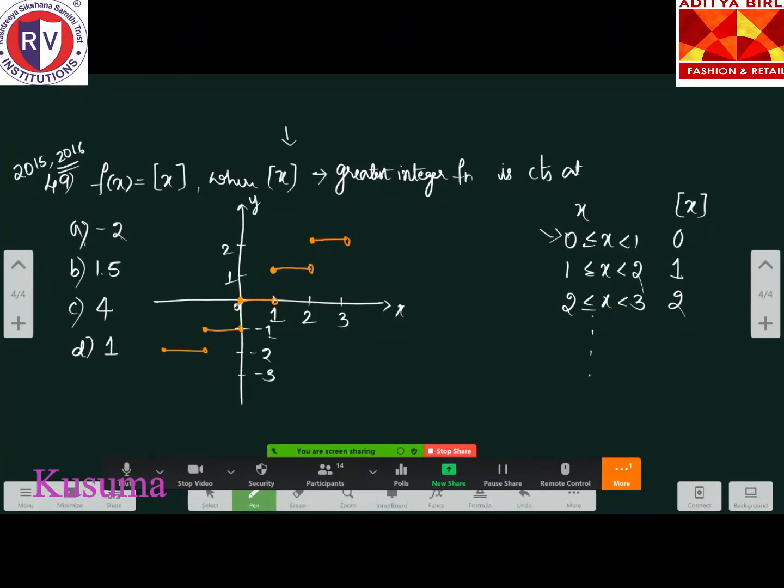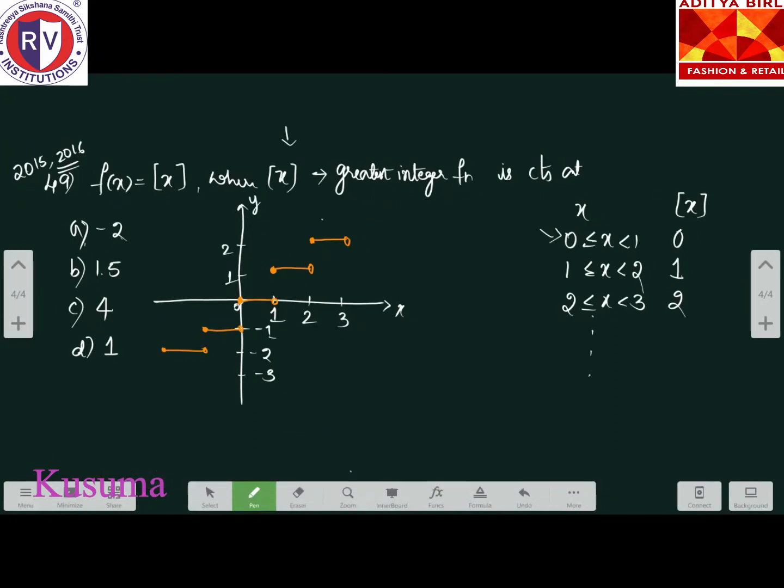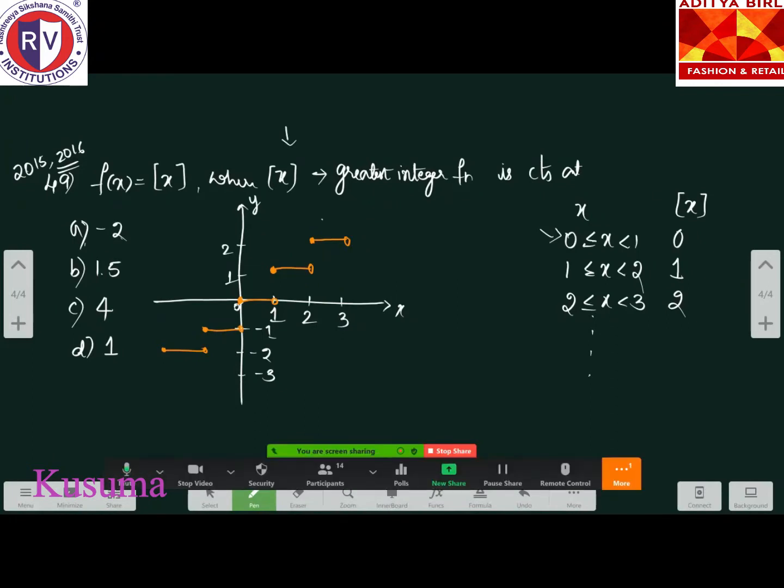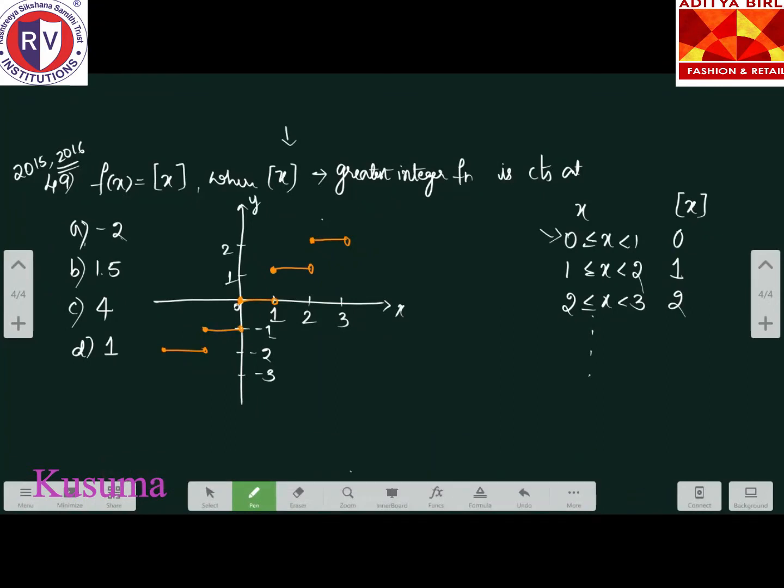At 1, the graph is not joined. At 2, the graph has a jump. At -1, the graph has a jump. At -2, the graph has a jump. Can you see that at all the integer values the graph has a jump? That means at all the integer values, the graph is discontinuous. But what about the values between 0 and 1, between 1 and 2, between 2 and 3? Is the graph continuous there?